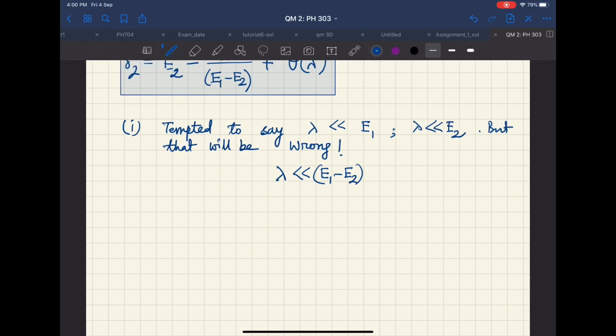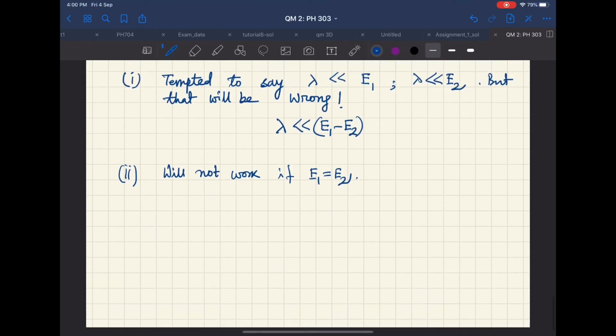Now, secondly, this method will not work if E1 equals E2. That means that for the degenerate case, we need a totally separate method, something called degenerate perturbation theory. But let us see why this will not work. What happens if E is equal to E1 equal to E2 in H0? Then what happens is this.